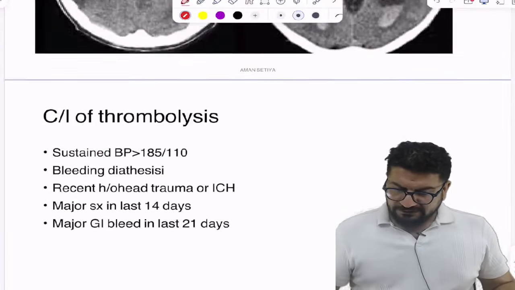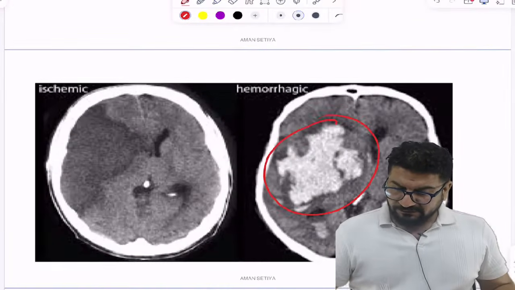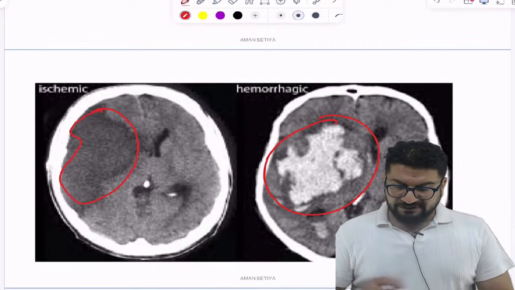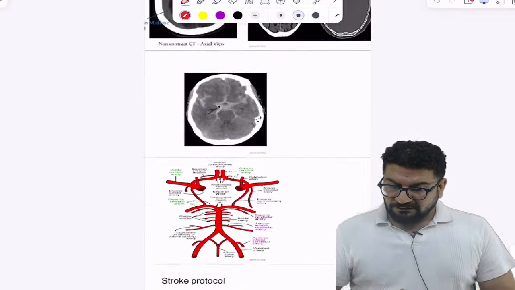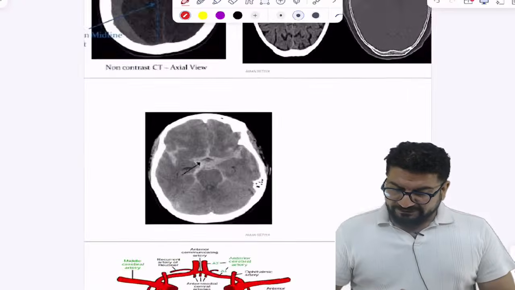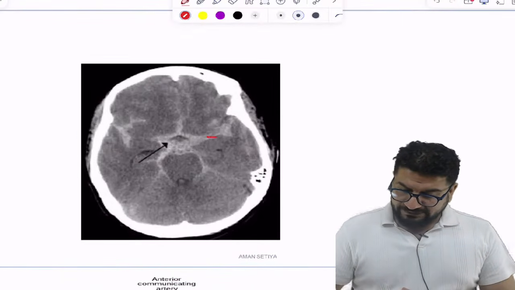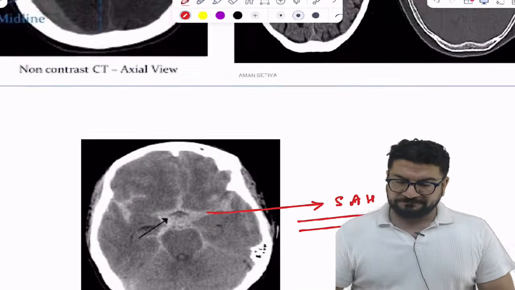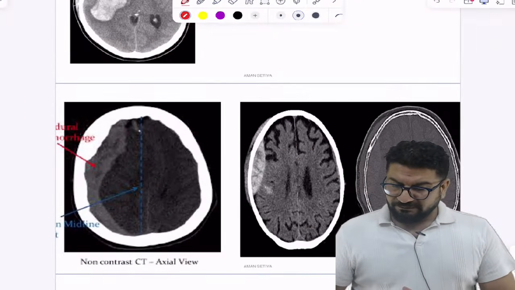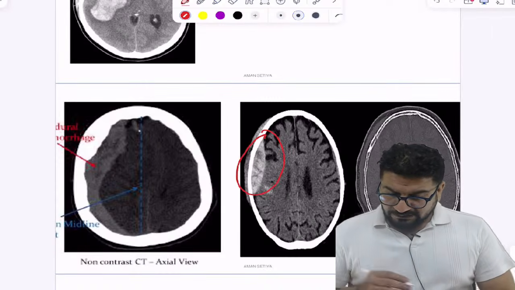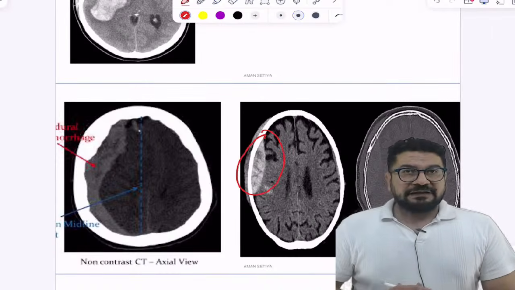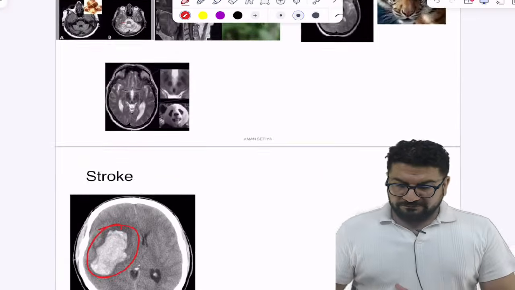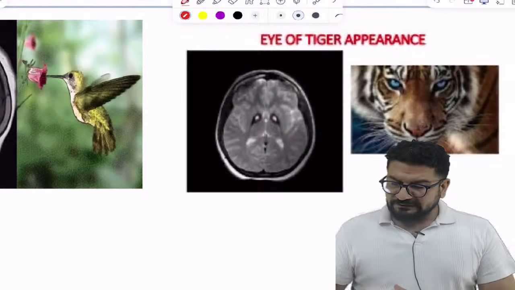Okay, now they ask you like, this is image-based question. This is your severe type of hemorrhagic infarct, and this you can see when you see a dark, we call this ischemic infarct. Then look at again these images. This is like a severe form of SAH. You can see bleeding near Sylvian fissure. We call this subarachnoid hemorrhage. So these are different types of CT scan which they ask in exam based on hemorrhage. Again you can see this is hemorrhagic infarct.